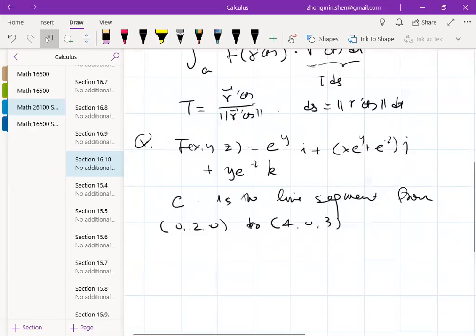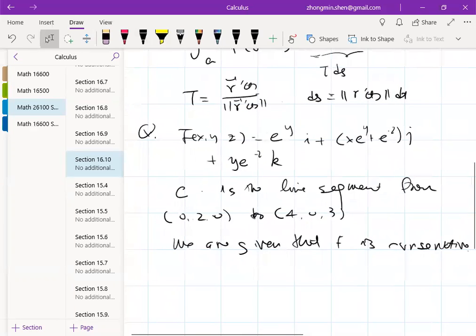Okay, so we assume that this is conservative. We are told that. We are given that F is conservative, so you don't need to verify. So you are already told that. In this case, it saves you time, and it even gives us a hint also.